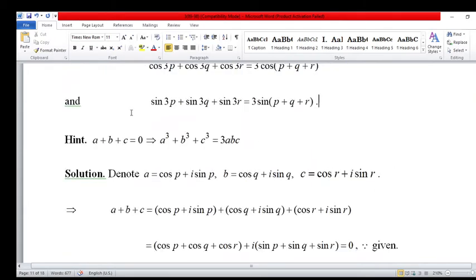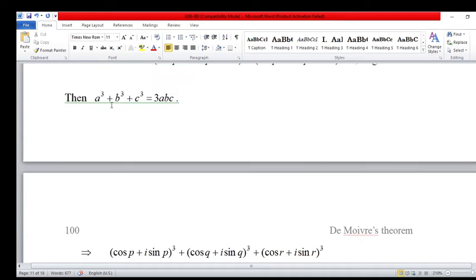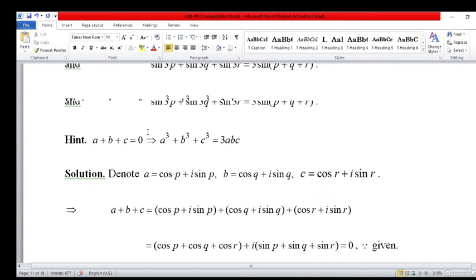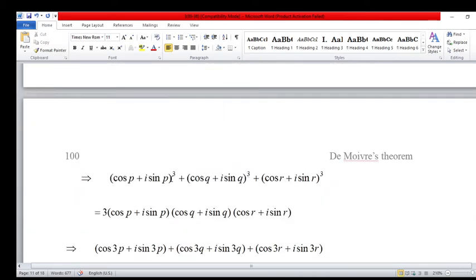Second condition: a cubed plus b cubed plus c cubed is equal to thrice abc, and this implies we substitute the value of a, b, c. The value of a is cos p plus i sin p, the value of b is cos q plus i sin q, and the value of c is cos r plus i sin r. These are given, so substitute this and apply De Moivre's theorem.